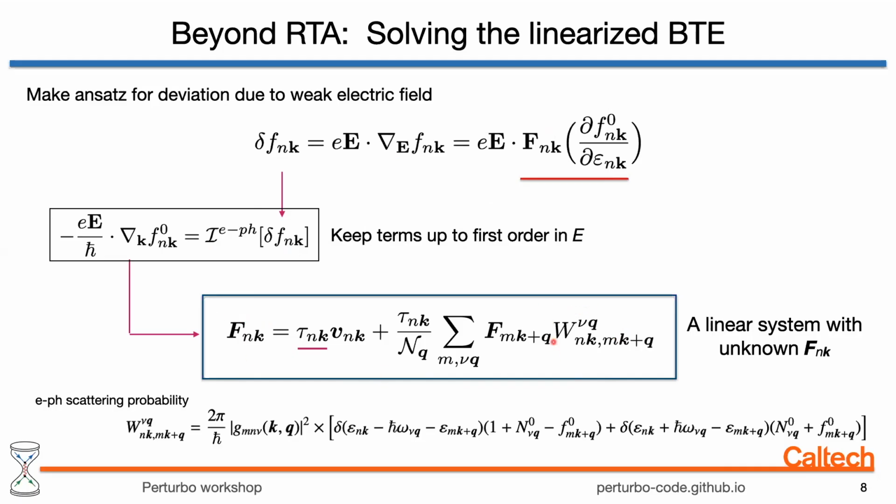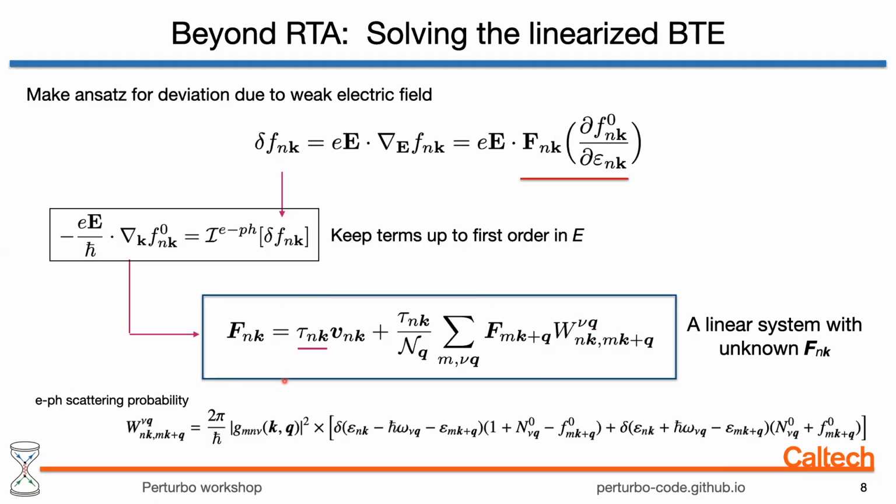And another component that comes into this equation is this W, which is the electron-phonon scattering probability, and is given its full form here, and is effectively the probability of an electron scattering between state nk and state mk plus q by emitting or absorbing a phonon with mode nu and momentum q.